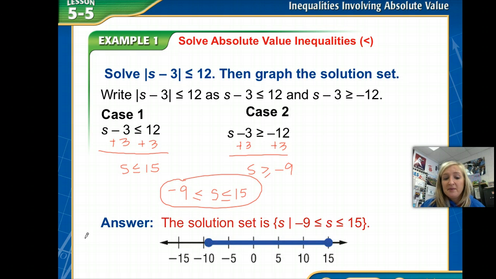When we graph it, we have negative 9. It's a closed circle because it includes the equals negative 9. And a closed circle at 15. And again, they meet in the middle.